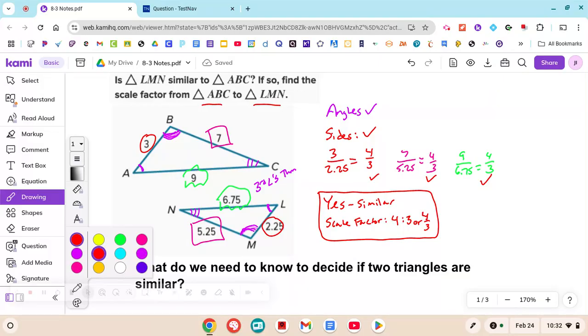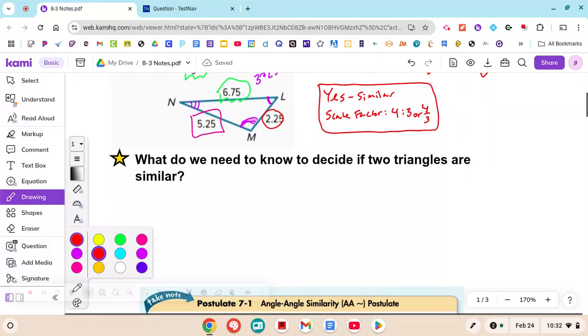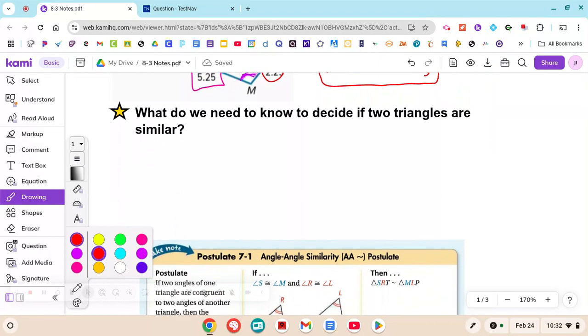All right, so that's our warm-up problem. But that leads us into this question here. It says, what do we need to know to decide if two triangles are similar to each other? Essentially, we already worked this out.